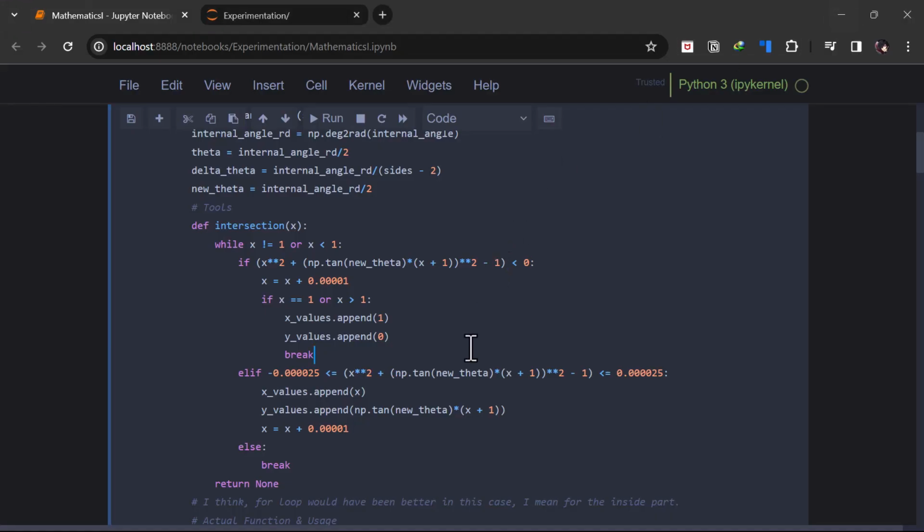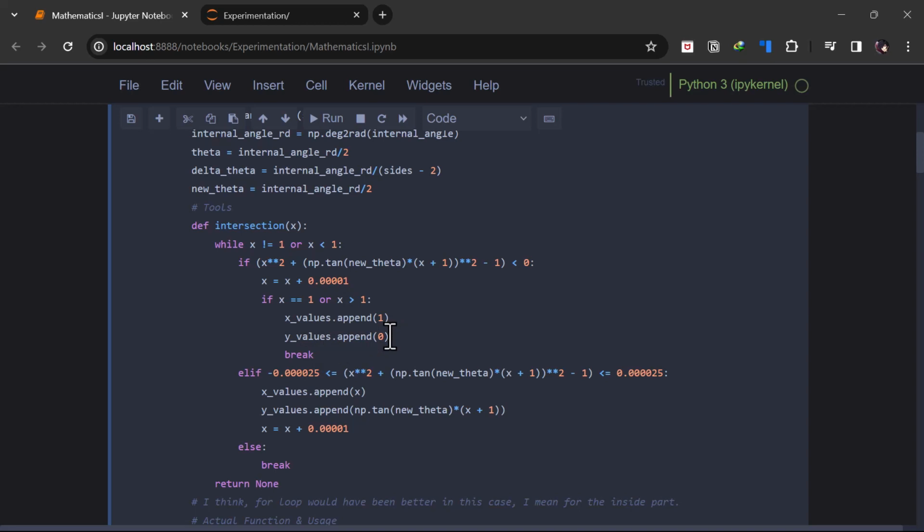Okay, so this is what it is. That's what I'm saying: if in any case you get to the situation where the x value becomes 1 or greater than 1, that means you're dealing with the horizontal line for sure. Then if we know that we are dealing with the horizontal line and the second intersection point has to be 1, 0, then just break the loop and append these values.